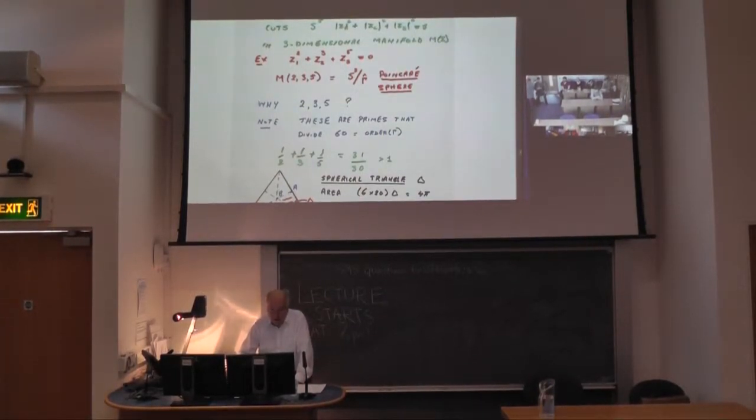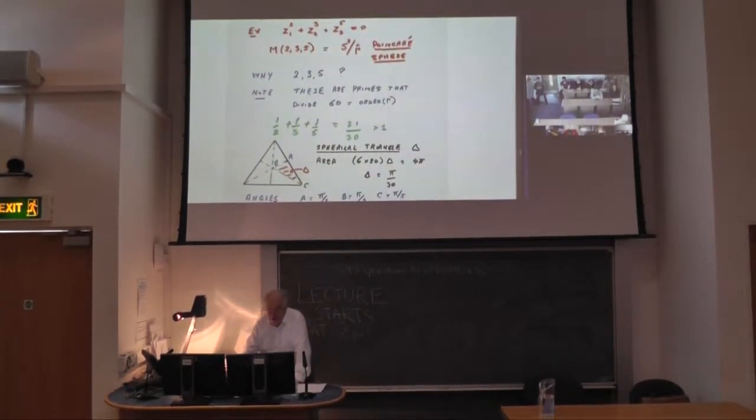Well, first clue is, you notice that these are the primes that divide 60, the order of the icosahedral group. Well, that's already a good start. Prime factors are important. Second thing you might notice is that if you sum the reciprocals of 2, 3, and 5, and I've done the sums right, you get 31 over 30. Just bigger than 1. That's important, and I'll explain in a moment why it's important. In fact, imagine putting P, Q, and R instead of 2, 3, and 5.